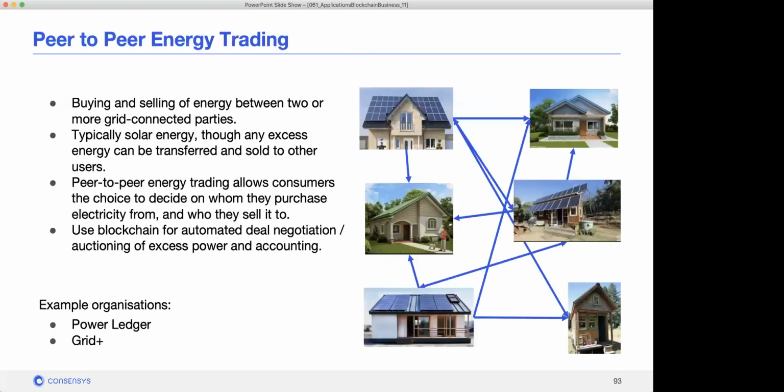Yet another mechanism is peer-to-peer energy trading. And so you could imagine that you might have solar panels on your roof, and you might want to sell your energy in a peer-to-peer fashion between grid-connected parties.